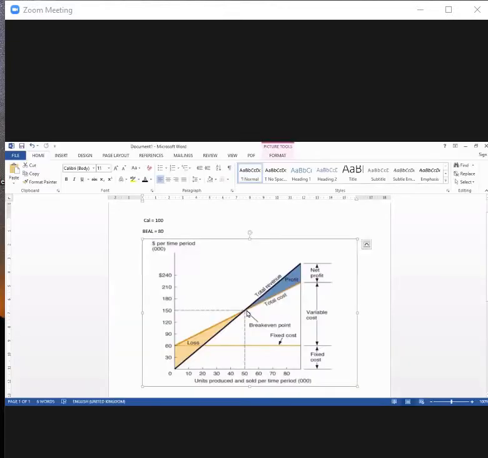Cost. But check what happens after the break-even point. What happens? Can you tell me? The total cost becomes lesser than the total revenue. You can see that the revenue line is now above the total cost line. And that is why there is profit in this region, because revenue has become higher than what? Cost.